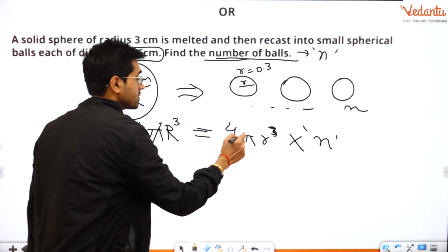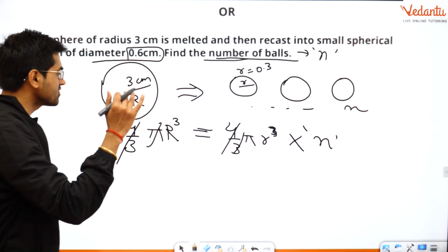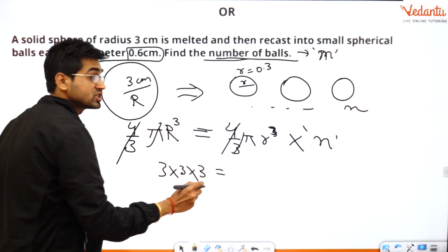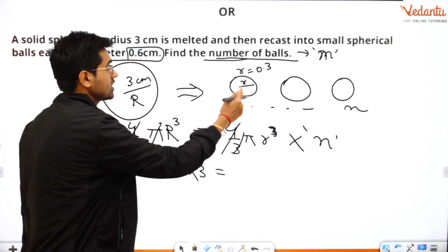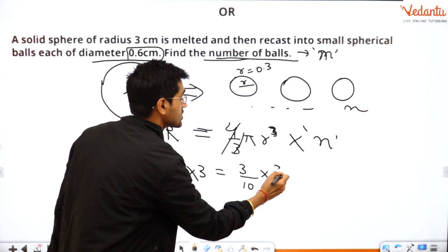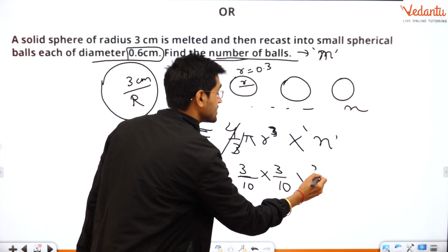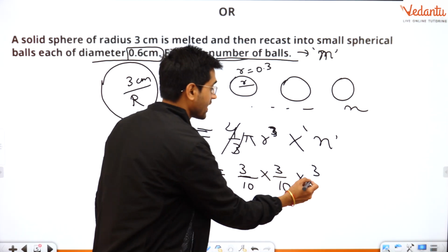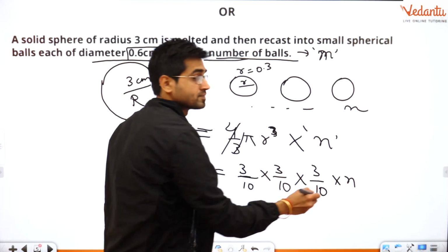Now see what is happening. Pi, 4 by 3 cancelled. Everything will be cancelled. What is R cube? 3 into 3 into 3. See how I'm going to do it very fast now. What is r? 0.3. So it is 3 by 10 into 3 by 10 into 3 by 10 into n. See how I'm writing so fast. Even this is creating a lag.